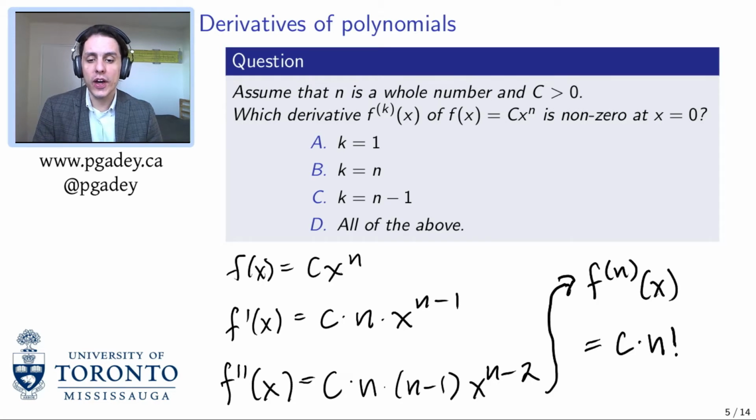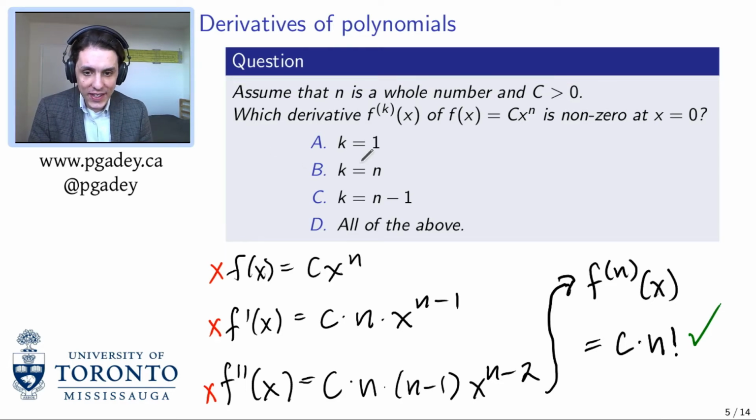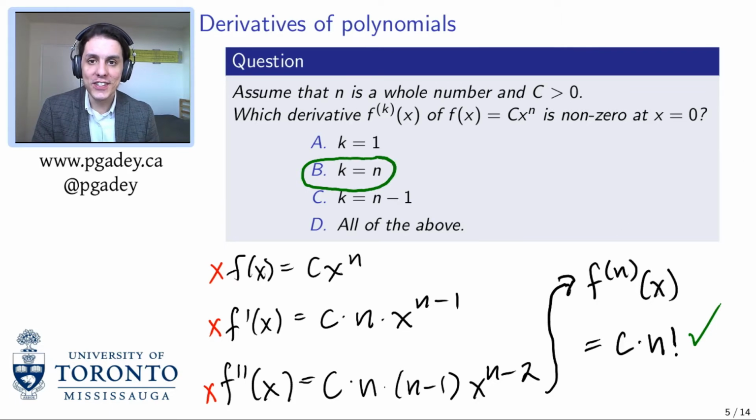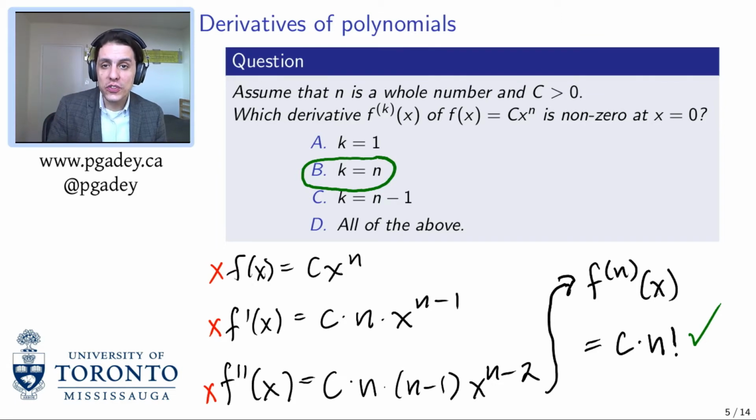And now let's see what we've got. Well, when we plug in x equals 0 here, this will 0 out. This will 0 out. This will 0 out as well. But this term here is going to be non-zero. Okay, so our correct answer is the nth derivative will be non-zero for this function. So what's very interesting here is that all higher derivatives will be 0. All lower derivatives will be 0. And we've got a function that has exactly one non-zero derivative.